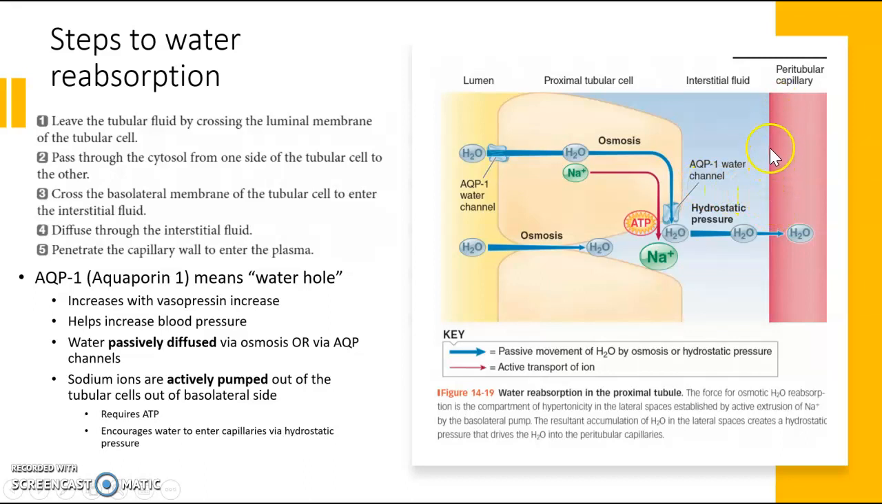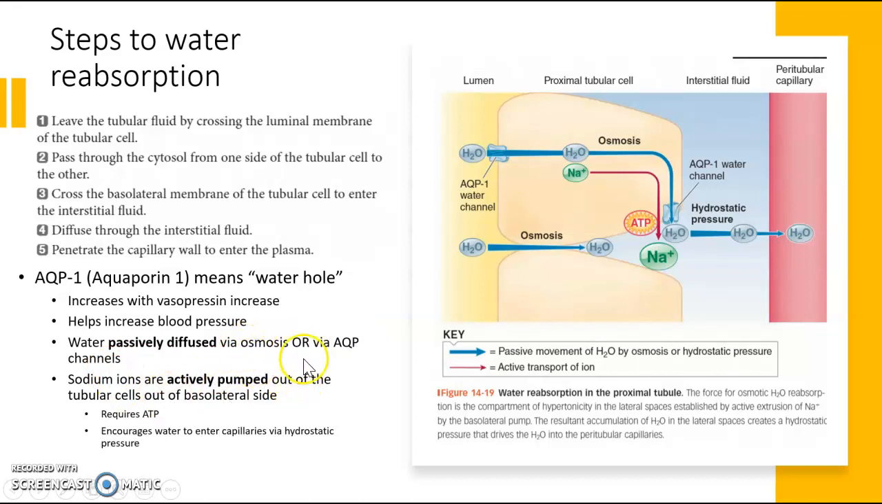And since these capillaries are only 1 cell thick, the water will easily diffuse back into the capillaries through that whole process. We pretty much went through all of this already, but just a couple of things to note: we've talked about vasopressin in the past, and vasopressin increases these aquaporin channels on both the tubular side and the basolateral side of these tubular cells, which will increase water movement throughout, and it will be passively diffused. So water just passively diffuses through osmosis in those channels.